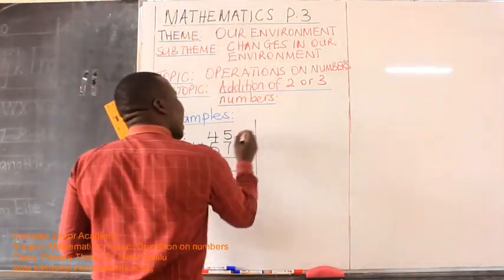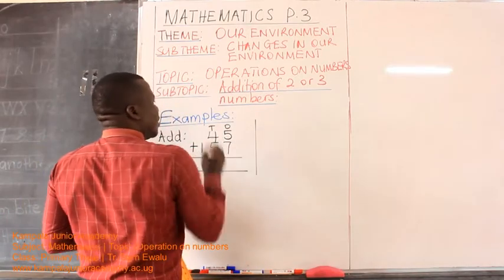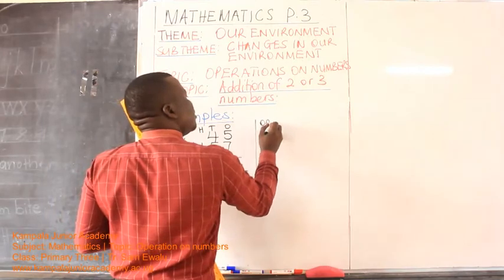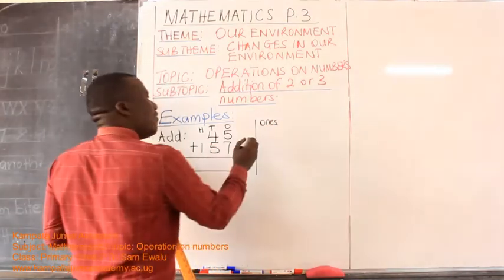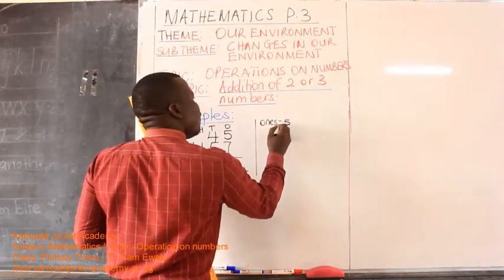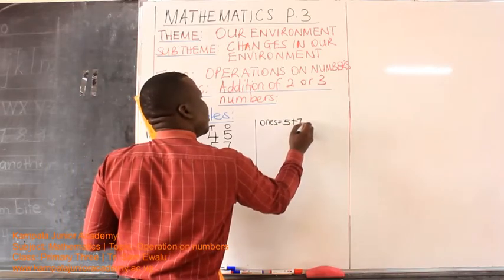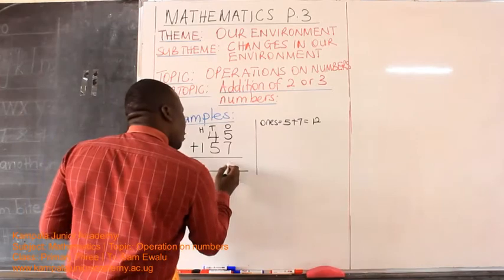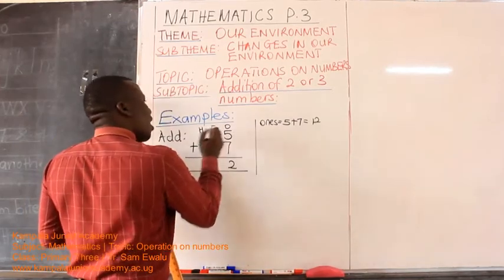So we shall begin by adding the ones. What do you get? 5 plus 7 gives you 12. So we are going to write 2, regroup 1.